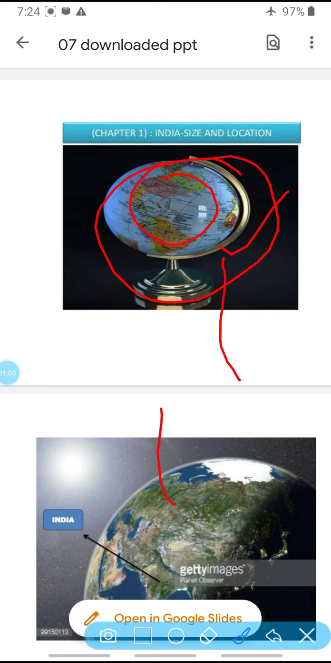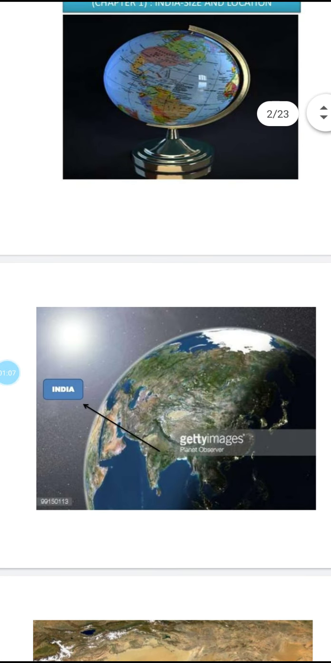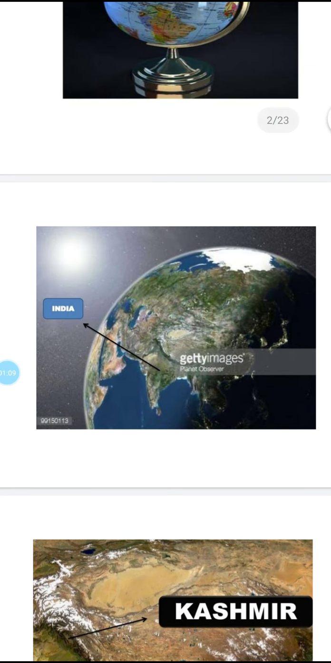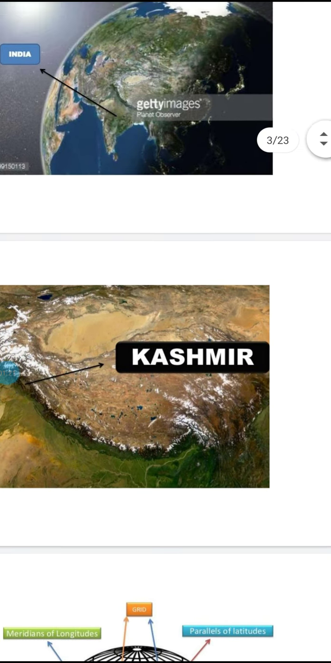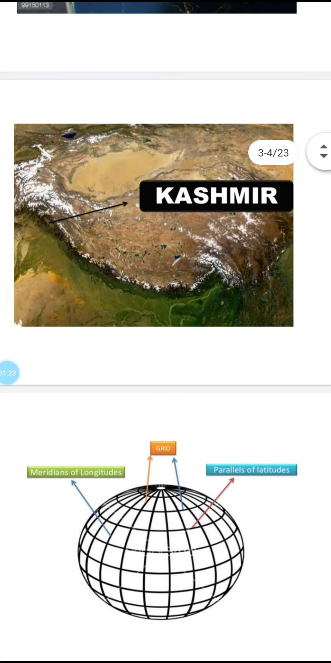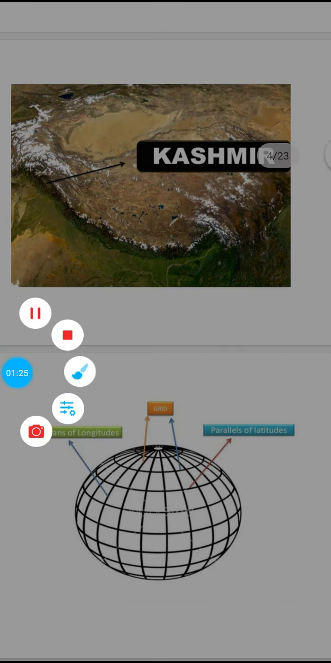Now the next thing which is given: in this we can see this is India, when we show it on the globe or on the earth image. That is India. Next, this is the Kashmir area they have shown. Now, how can we find out India?